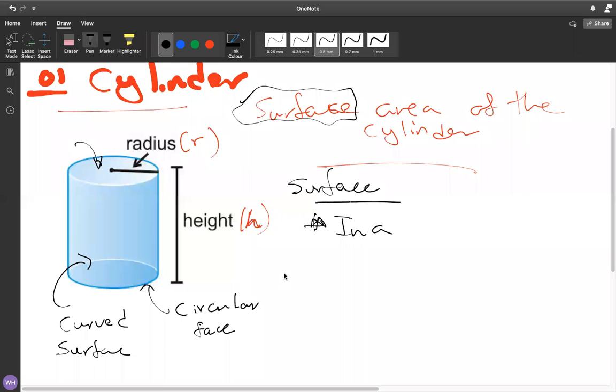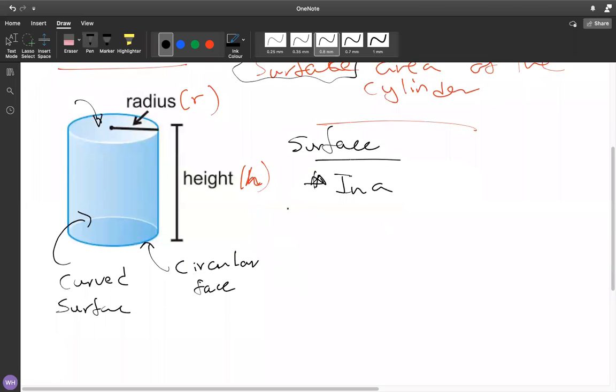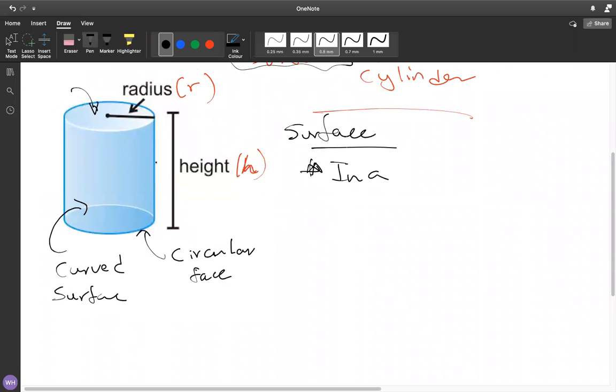So when we are finding the surface areas of this cylinder, right? So we have to find the area of this curved surface and the area of this circular surfaces separately and then take the sum of them, right? So in a cylinder, both the circular surfaces are equal in area, okay?